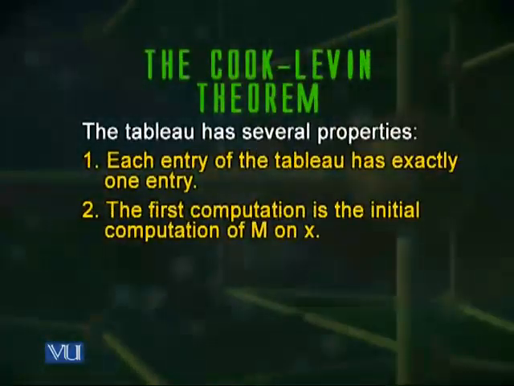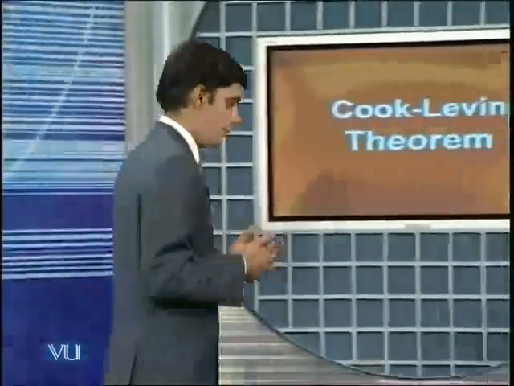The second one is that the first configuration, the first row of this tableau, corresponds to the initial configuration of M on x. So if I read out the first row, it should be hash, followed by the first symbol of the input, followed by the second symbol of the input, all the way up to the nth symbol of the input, and then followed by blanks. So the first row of this tableau is dictated. Since I'm saying that a given input is accepted by this Turing machine, the first row must correspond to the initial configuration of this machine on the input that is given to it.